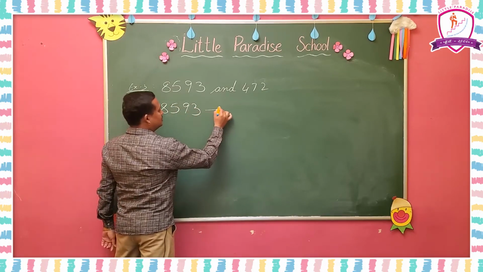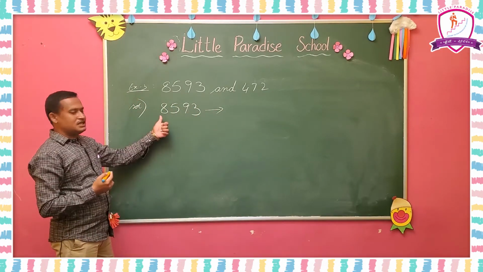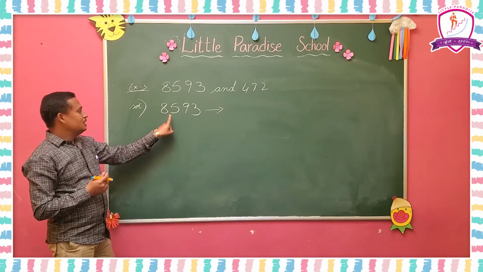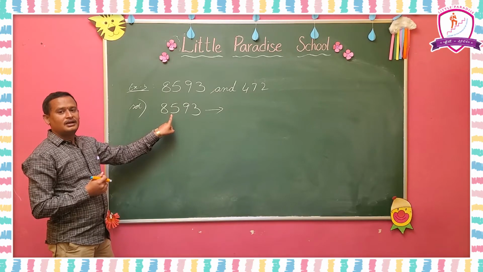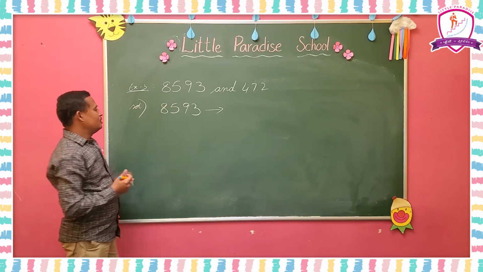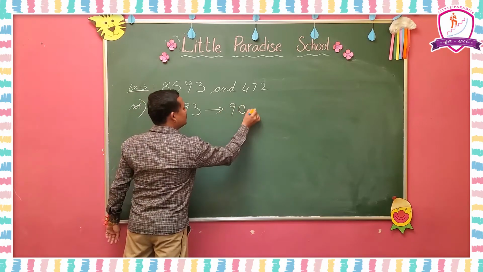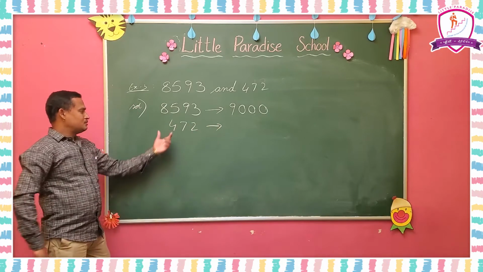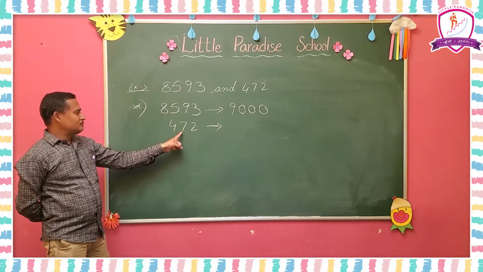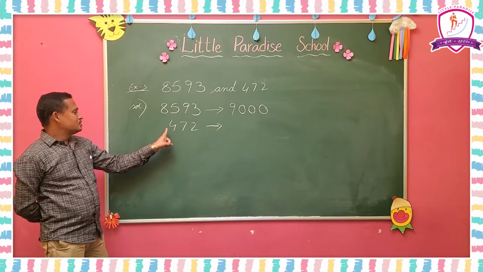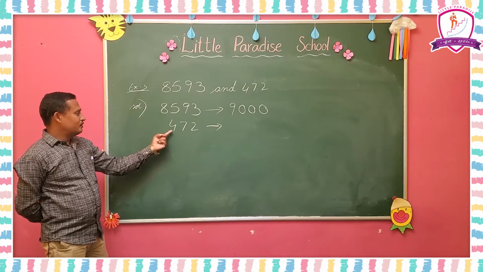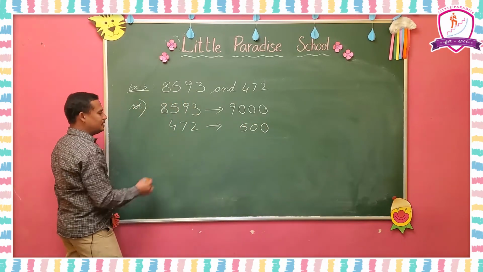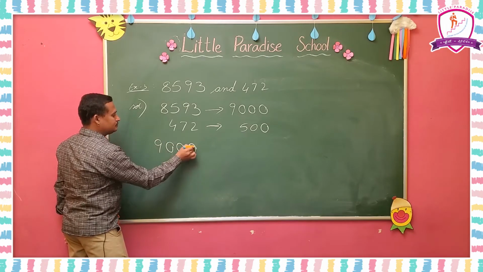8593. What is the greatest place value here? The thousands place. Then you have to observe the hundreds place. It is 500, which is equal to 5, so the 8000 will become 9000. And 472: the hundreds place is 4, and observe that the tens place is greater than 5, so the hundreds place 400 will become 500.